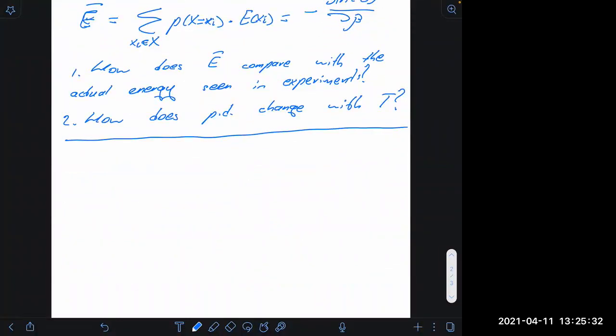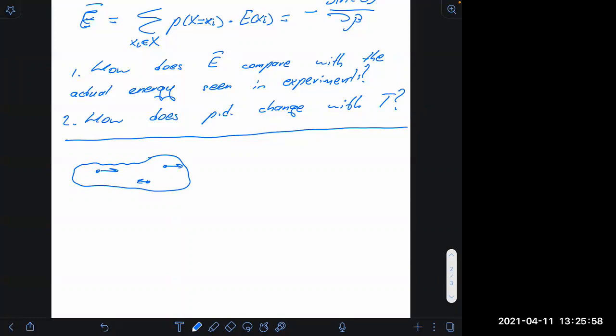So let's try to answer these two questions real quick by looking at an example. We're not going to do a general derivation here, but we'll look at a very good illustrative example. Let's say we have a paramagnet, which is just an object with a bunch of particles in it. Each particle has a fixed position, but it might have a magnetic moment, which is either positively oriented or negatively oriented. That's it. It's very simple.